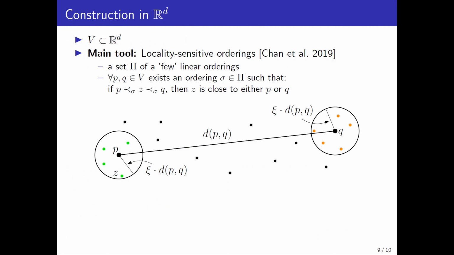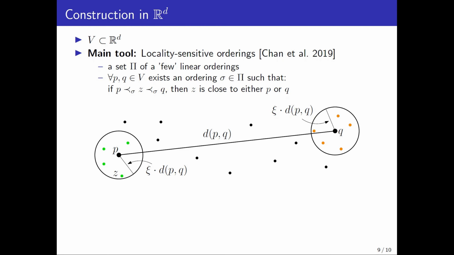Now let me talk a bit about our higher dimensional construction. Here we have a point set in d-dimensional Euclidean space, and the main tool that we use for this construction is a result of Chan et al. on locality sensitive ordering. So what does this result say? Well, it says that you only need to maintain a few linear orderings in order to have a nice property, which I will now explain.